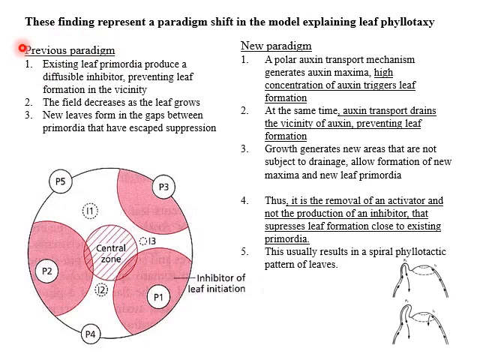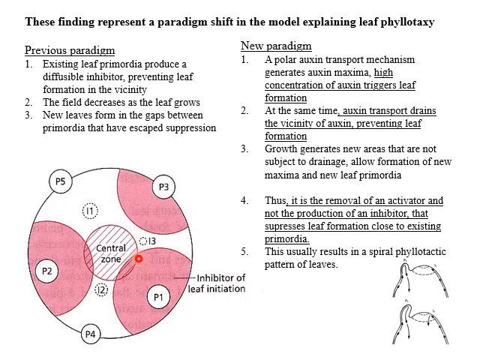You have a previous paradigm until the evidence comes up that it doesn't support that paradigm or that model or hypothesis, and then a new paradigm or model or hypothesis develops. And when it comes to the spacing of leaves and flowers at the shoot apical meristem, the previous paradigm was that, many textbooks and many people will still claim that this is the case, that existing leaf primordia produce a diffusible inhibitor, preventing leaf formation in the vicinity.